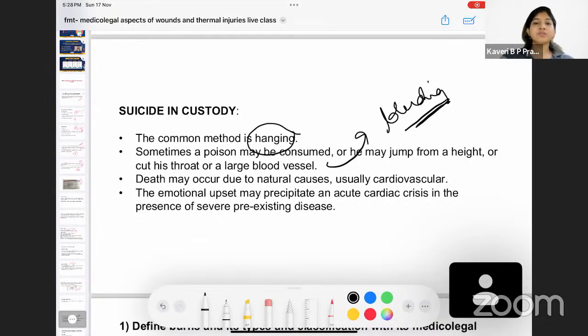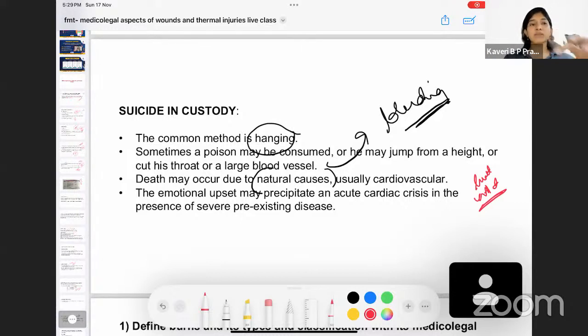So we should not neglect the natural causes. There could be certain cardiovascular diseases which could cause death. That is, a person because of extreme stress could die of a heart attack. The emotional upset may precipitate an acute cardiac crisis in the presence of pre-existing disease. So these are the various causes.